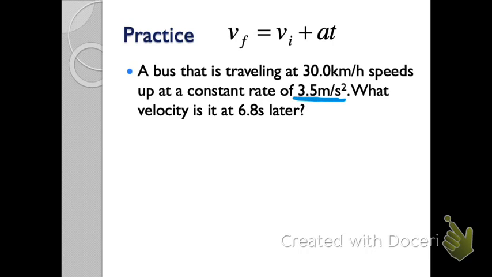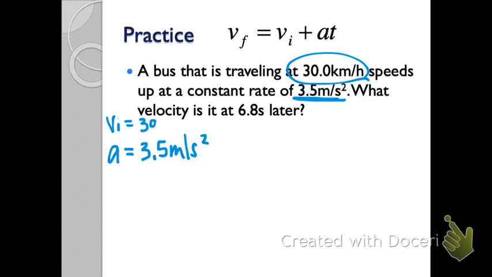3.5 meters per second squared. What value is that? What variable? A. There should be something else that's sticking out to us as odd or not matching. Right, 30 kilometers per hour. Is that my initial velocity or my final velocity? Initial.